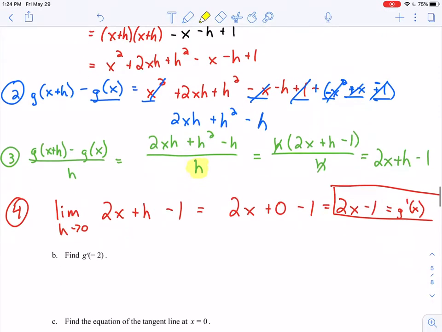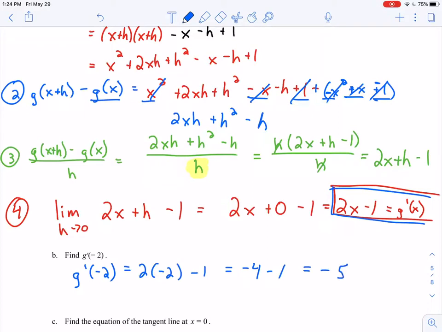So here in part B, I just want to find g prime of negative 2. Well, we said g prime of x over here was 2x minus 1. This really says, hey, I'm going to take negative 2 and plug that into my derivative. So g prime of negative 2 is equal to 2 times negative 2 minus 1. This is negative 4 minus 1, which gives me negative 5. So here I've evaluated my derivative at negative 2. I ended up with negative 5. That's all I need to do here.